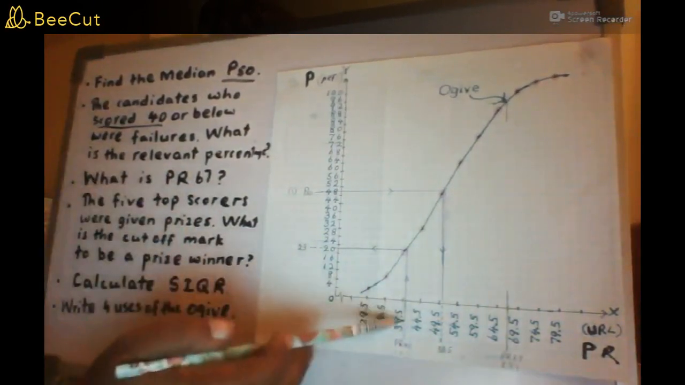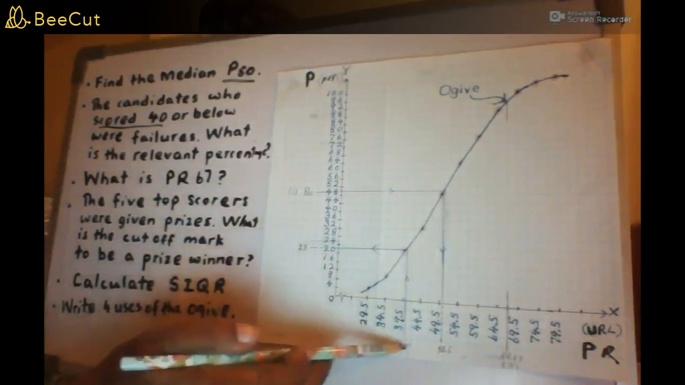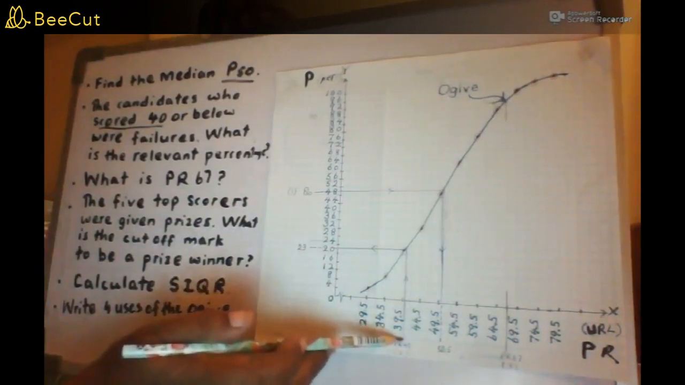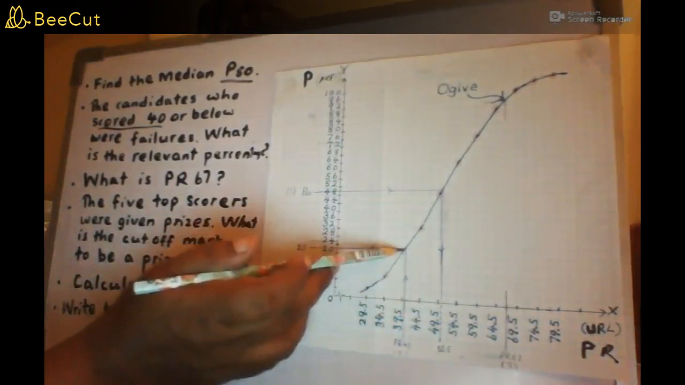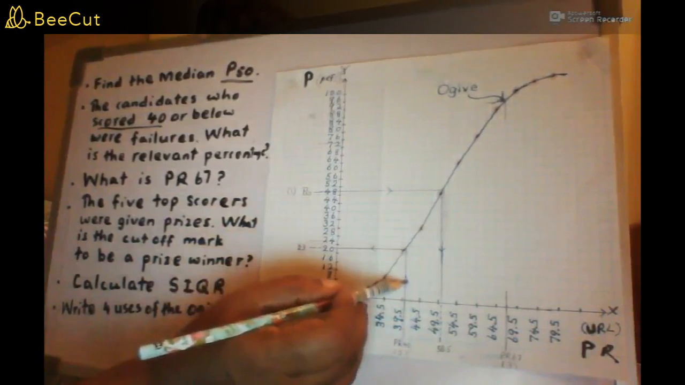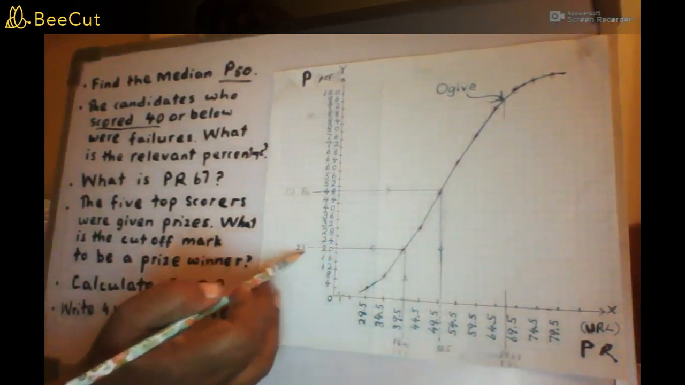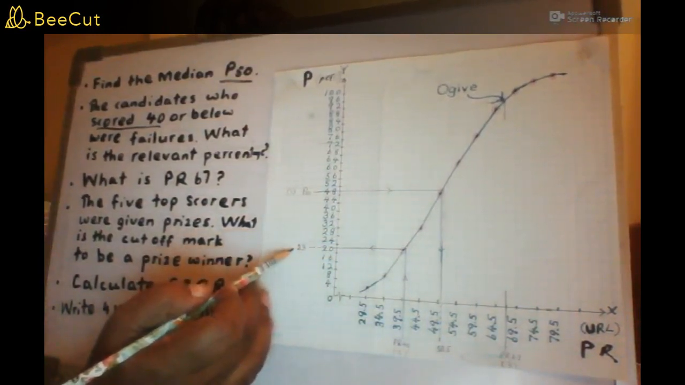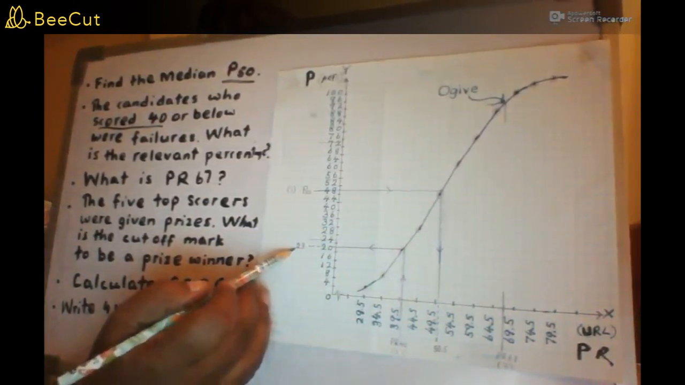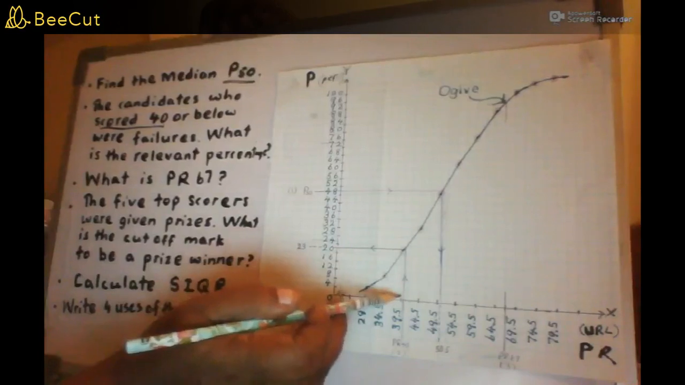So here it's 39.5. PR 40, that's our second question. Then use your ruler and draw a straight line from the x-axis to the Ogive, and put the arrowhead upwards. From the Ogive to the y-axis, here you will get the answer 23. So what's the percentage of failures? 23% failed the exam; they have scored below 40 marks.